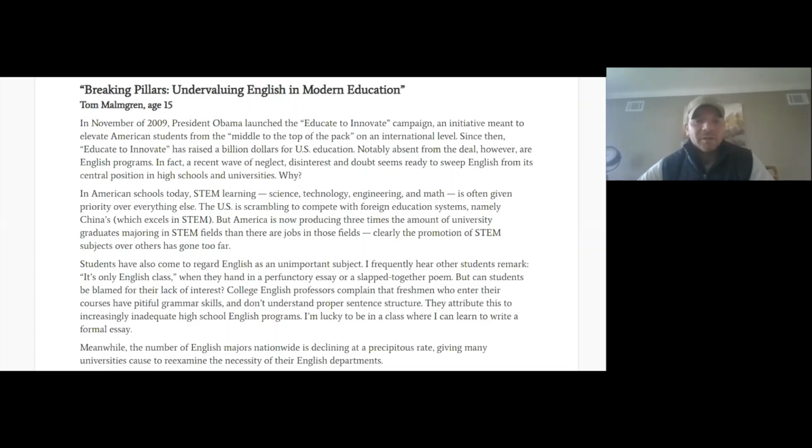College English professors complain that freshmen who enter their courses have pitiful grammar skills and don't understand proper sentence structure. They attribute this to increasingly inadequate high school English programs. I'm lucky to be in a class where I can learn to write a formal essay. Meanwhile, the number of English majors nationwide is declining at a precipitous rate, giving many universities cause to re-examine the necessities of their English departments.